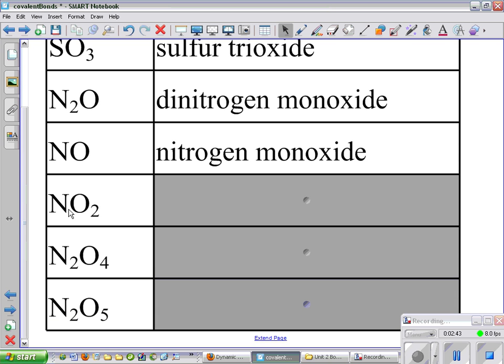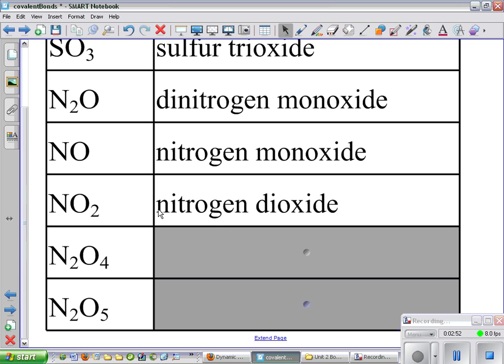NO2. Nitrogen, there's only 1, so we don't put a mono in front of it. Oxygen, there's 2, so nitrogen dioxide. And then 2 in front of the nitrogen, so dinitrogen tetraoxide.